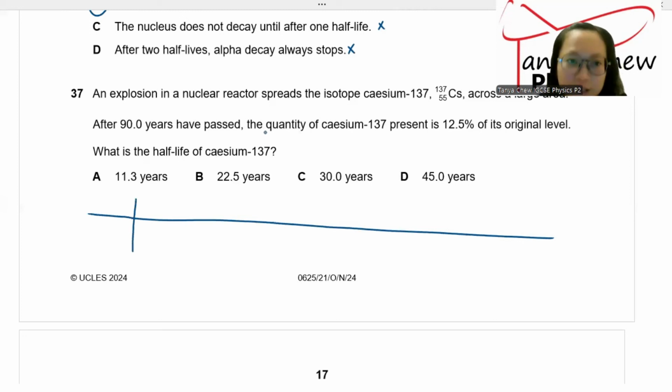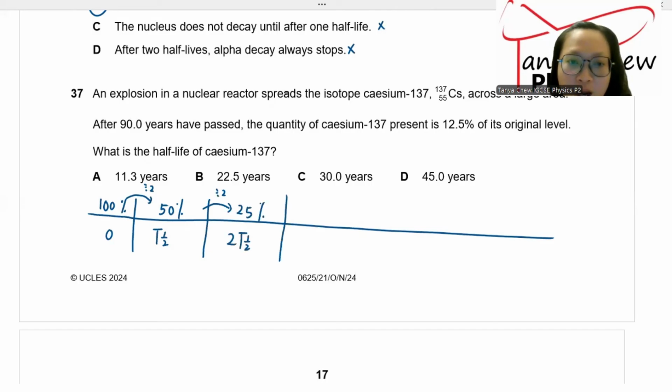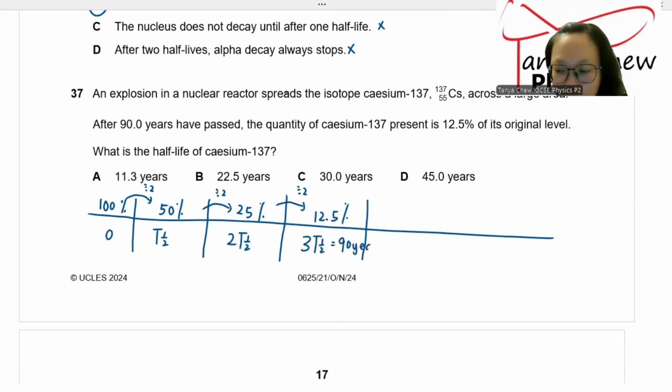Initially it has 100%. This is when time equals 0. When it decays to half of its original value, which is 50%, that is called one half-life. When it decays again to half of 50%, that is 25%, that is two half-lives. And it keeps on decaying again, that is 12.5%. This is three half-lives. Three half-lives is given as 90 years.